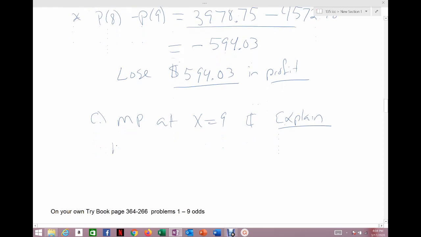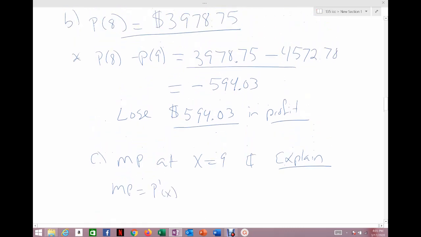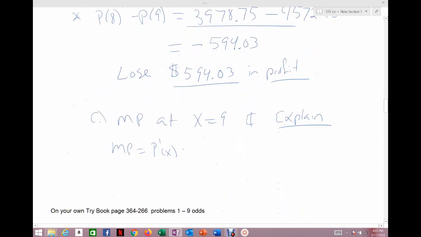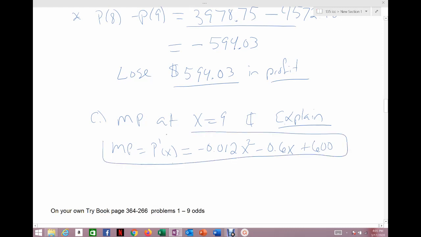All right, so marginal profit is the derivative of the profit. And so I go back up to the profit equation and take its derivative. The derivative of the profit is going to come out negative 0.012x squared minus 0.6x plus 600. All right, so there's my marginal profit function.